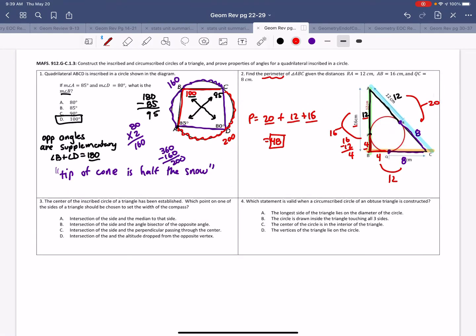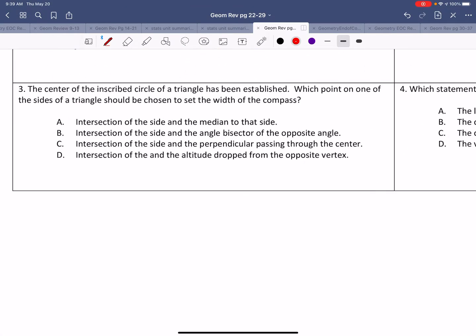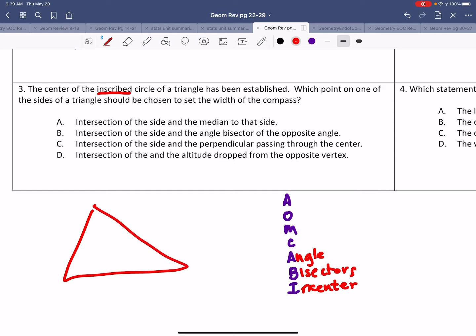Cool. Okay, now looking at question number 3, it says the center of an inscribed circle. So what is my memory device? It says, all of my children always bring in. So this reminds me that angle bisectors make incenters, and that's when a circle fits inside. So if I were to make a triangle and I wanted to find the incenter, I would cut each angle in half. So if I cut each angle in half, that's how I would find the incenter.